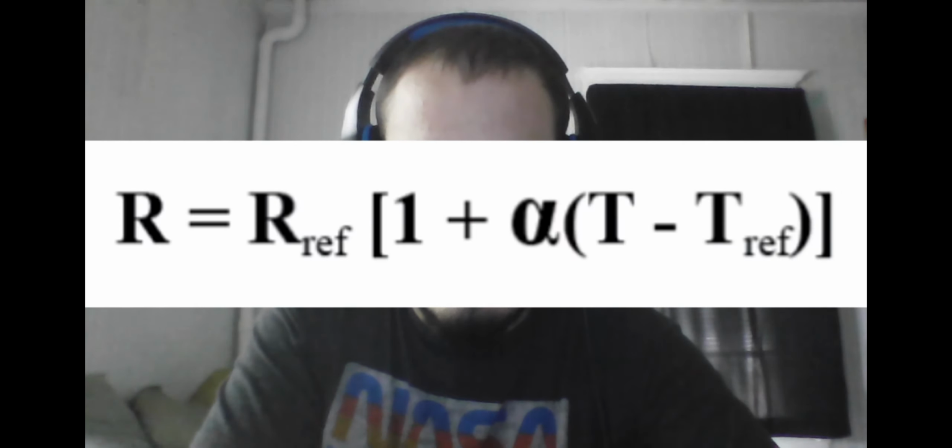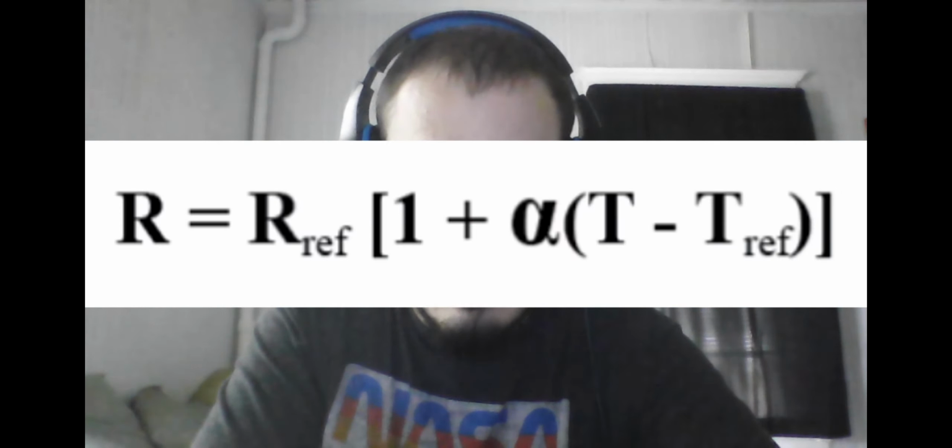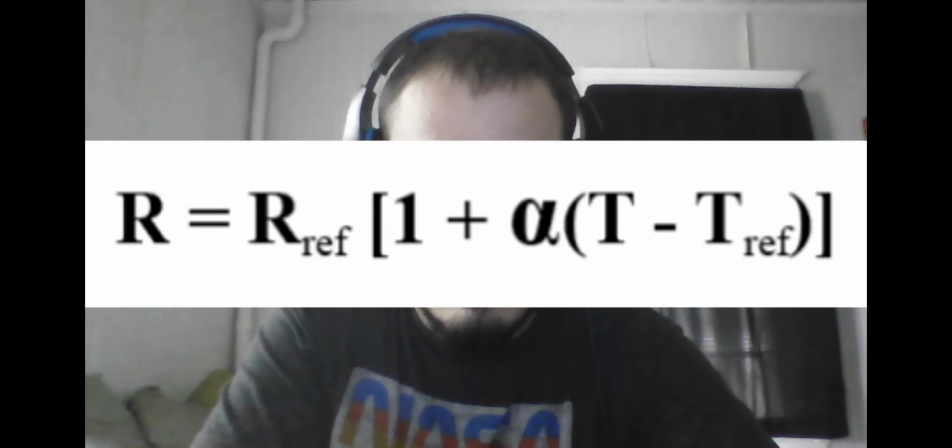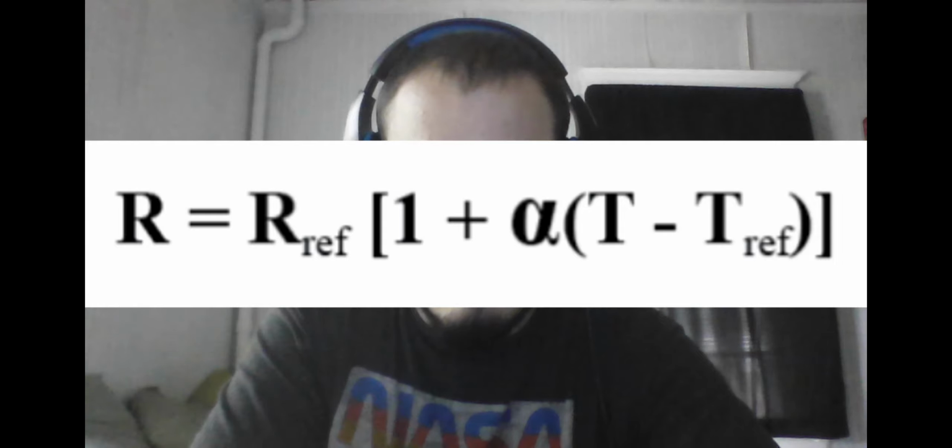Although if you wanted a more exact formula for it, you could state that the resistance for a given temperature equals the resistance at a reference temperature, typically 20 degrees Celsius or sometimes 0 degrees Celsius, times 1 plus the temperature coefficient of resistance times the change in temperature, measured from the temperature of the resistance you want to find to the temperature of the reference resistance.